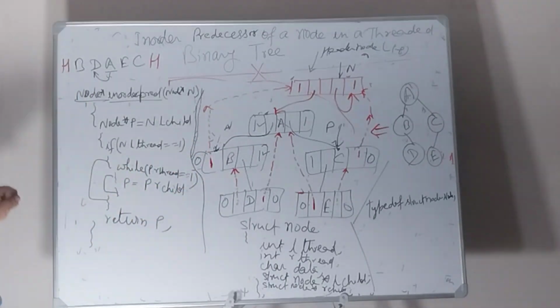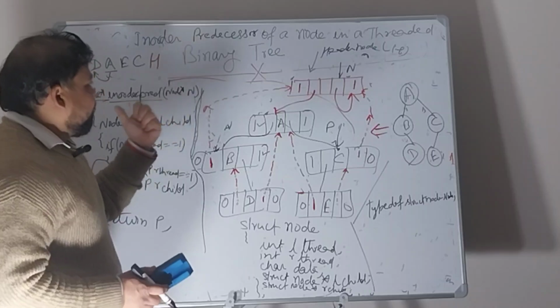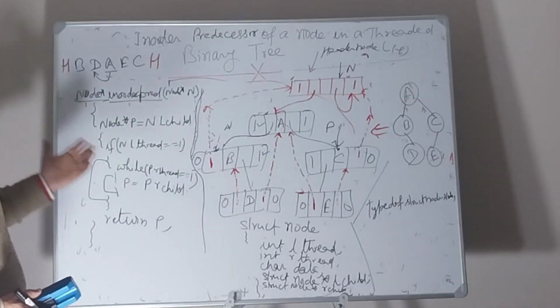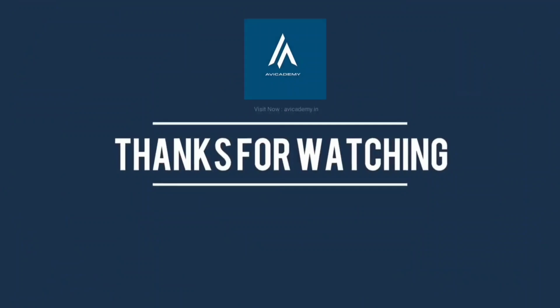So in this way we can find out the predecessor of any one of the nodes in a threaded binary tree using this pseudocode. That's all for this video.